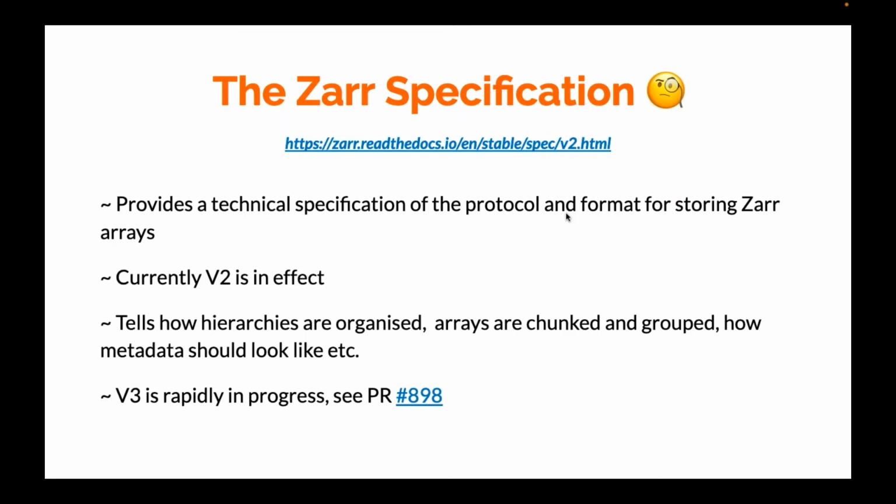So the specification is something like a Bible for Zarr when you are writing the implementations. It tells you how the hierarchies are organized, how arrays are chunked and grouped, and what the metadata should look like. V2 has been going on for some time, and we have kicked off the development of V3.